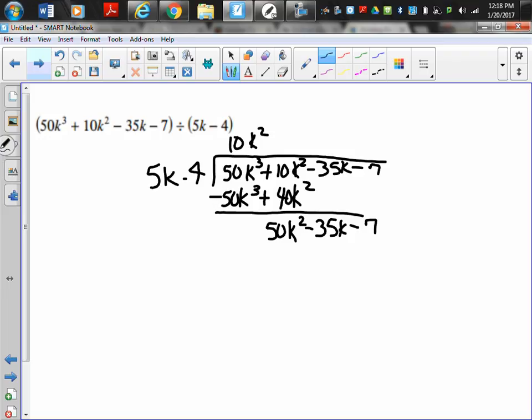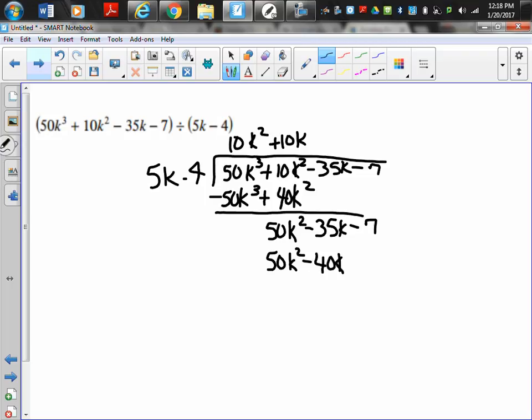All right. So 5k goes into 50k squared. 5 goes into 50 how many times? 10. It's positive 10. K times what is k squared? K. So 10k times 5k is 50k squared. 10 times negative 4 is negative 40.